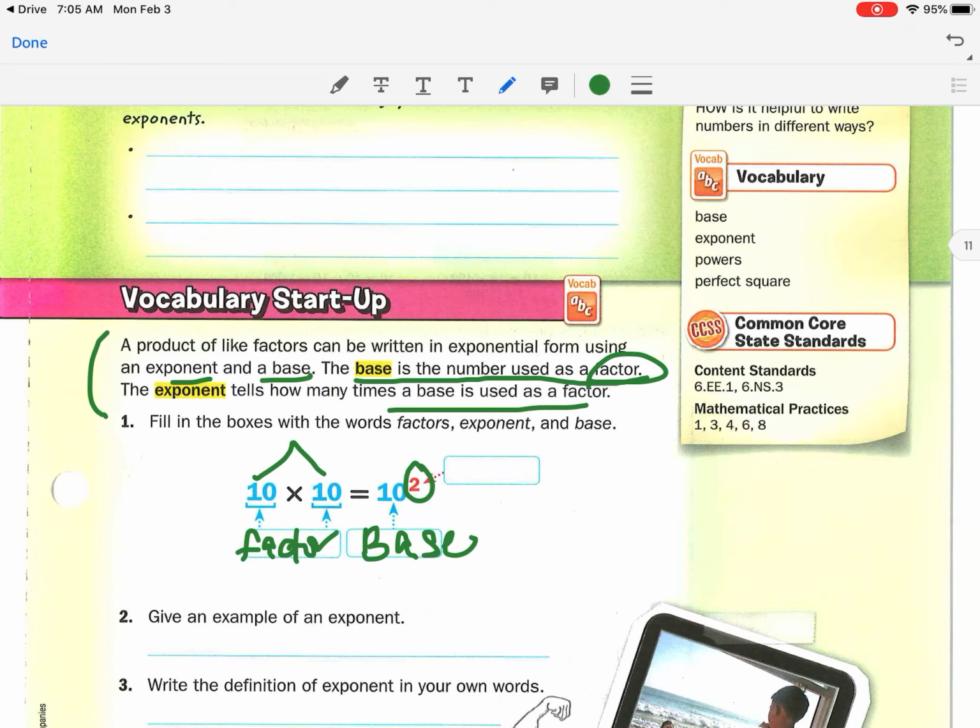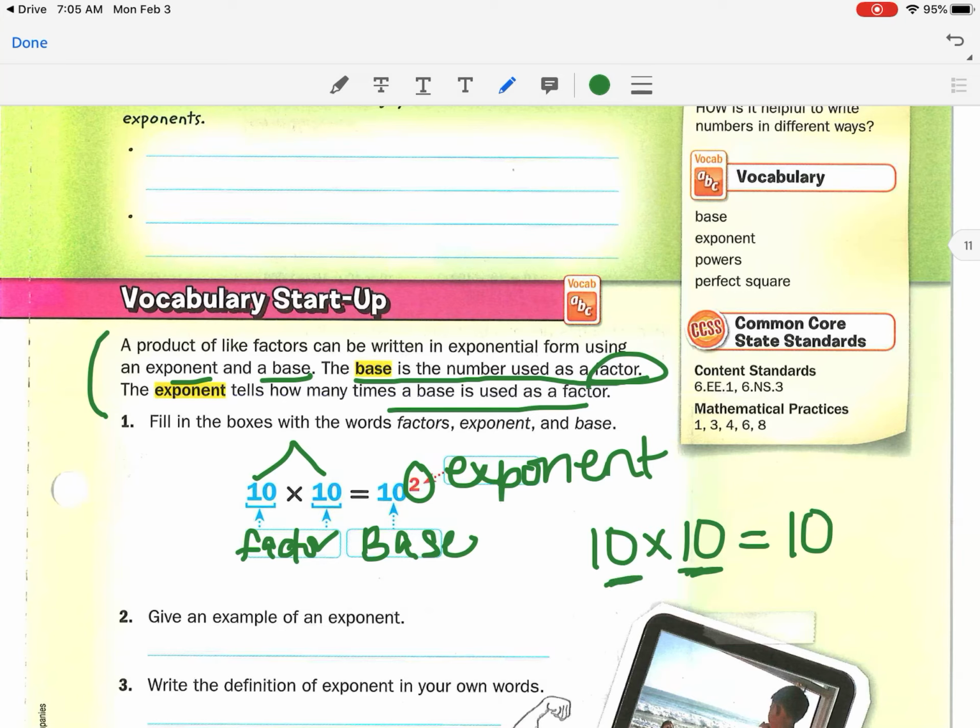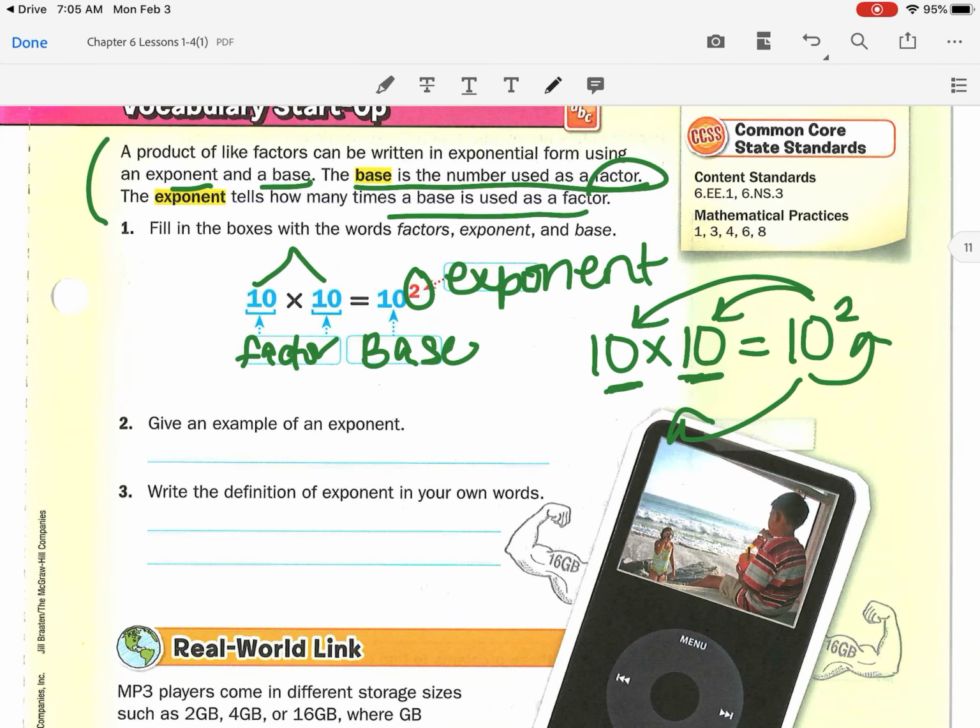So do you see this 2 right here? That is our exponent. Now, take a look back at our problem. Our problem is really 10 times 10, which means we're actually multiplying 10 2 times. So we're going to put 10 down. That's our base, because that's our base number that we're multiplying. And then we're going to put a 2 up here to show that we are multiplying it 2 times. So basically, when we see this, we say 10 to the second power, meaning that we are really multiplying 10 times 10.